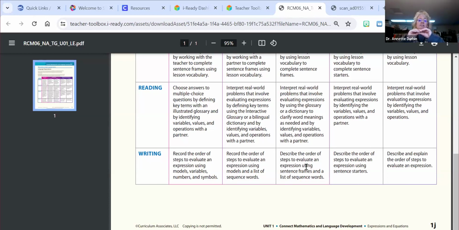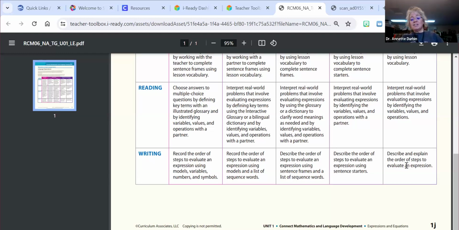So you're going to give, perhaps, I'm trying to think of a math example, but you would just give a beginning sentence starter, and then the student would fill in the rest. You would also provide some words that the student could use to embed in that sentence, to help show first, next, then last, the sequence. All right. So we're moving that student over to the 4. Describe the order of steps to evaluate an expression using sentence starters.